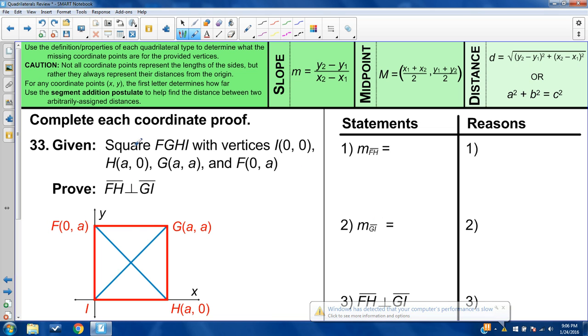So you're given a square here. I is placed at the origin, and then it goes out a units long, a units tall. As such, as you can see the coordinate points given, we want to prove that the diagonals are perpendicular to each other, FH and GI. So what we're going to do with this is use the coordinate points, find the slopes of FH and GI, and if they're opposite reciprocals of each other, then it's proof that they are perpendicular.